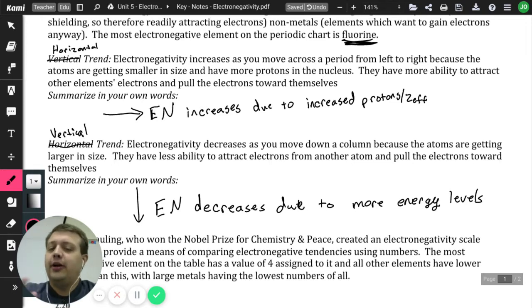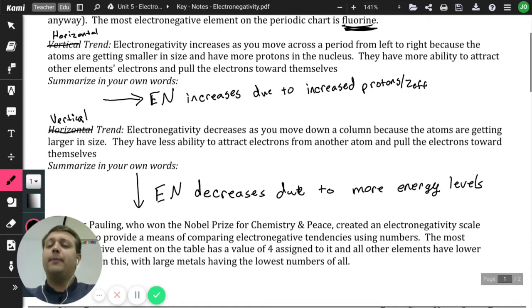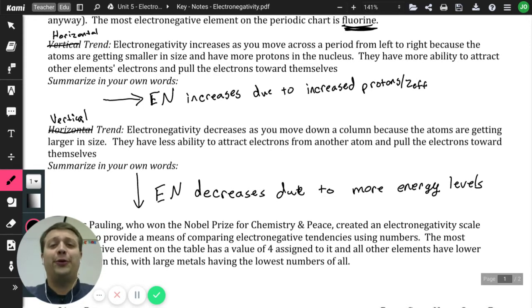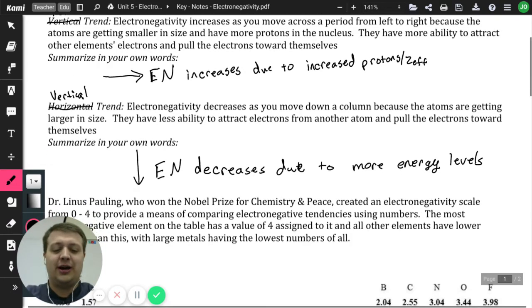Essentially I did from left to right, so I drew an arrow. Electronegativity increases due to the increase in protons, right? And then for my vertical trend, I said from top to bottom, so as we move down, electronegativity decreases due to more energy levels, so it's further from the nucleus, right? So that's kind of the basic summary. You could come up with your own thing. Hopefully y'all did. If you're unsure if your summary really matches up, please reach out and we'll let you know how that goes.